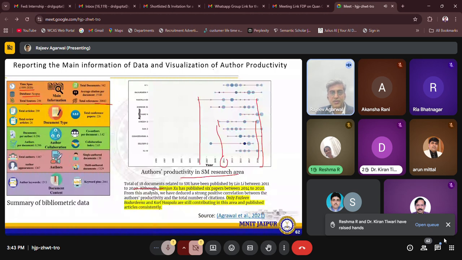So likewise, this is the one. There are a number of authors who are contributing till now. There are some authors who have stopped contributing. So we have to be very particular about this as well.